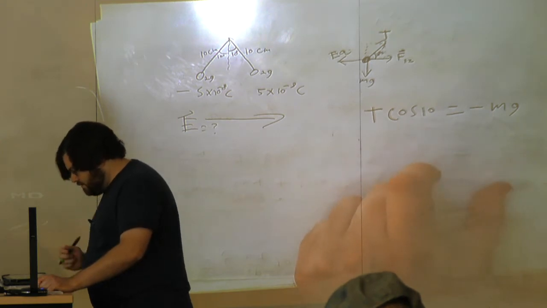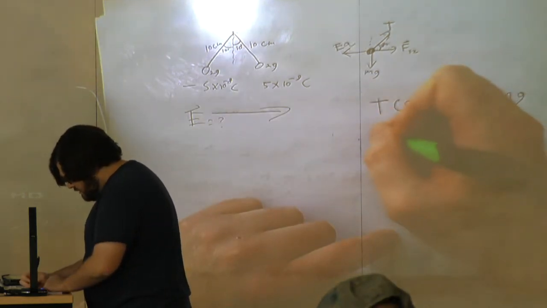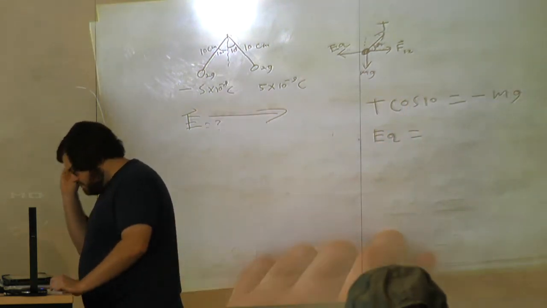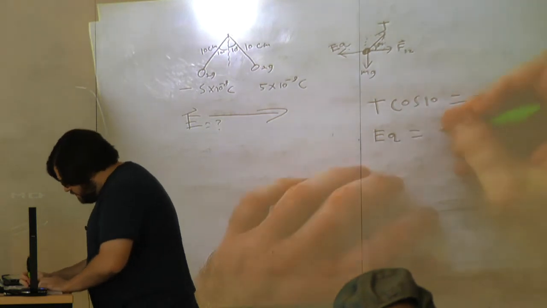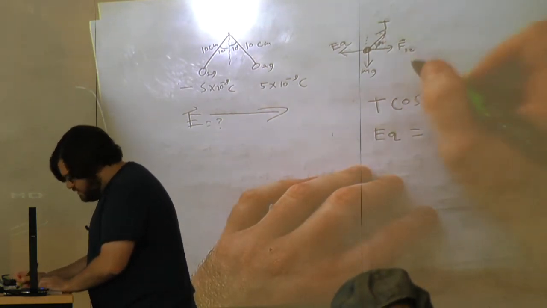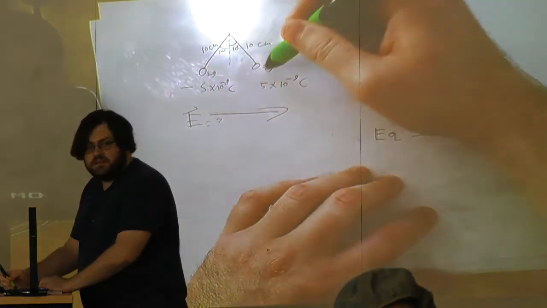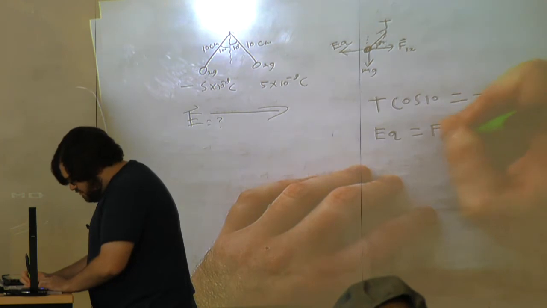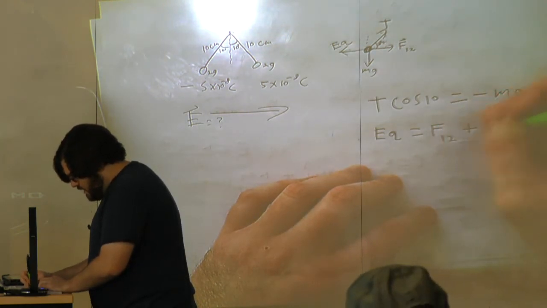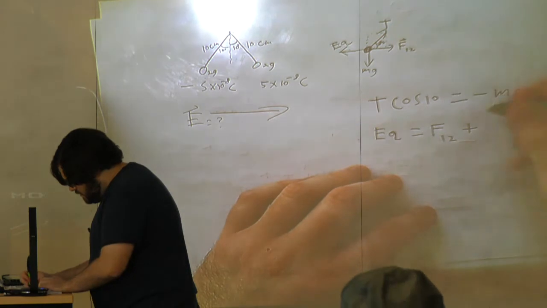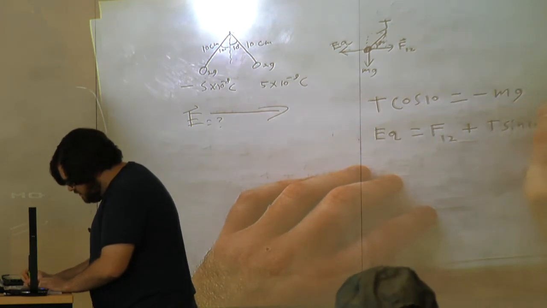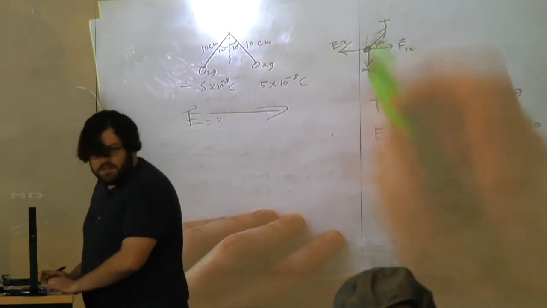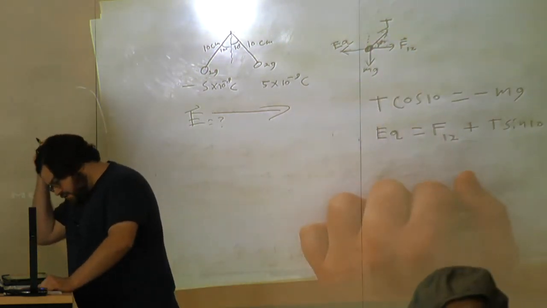I also know that EQ is going to equal the force caused by the other particle, because these are negative and positive, so they're attractive forces, right? So F of 1, 2, and T sine of 10. Okay, that's the horizontal component of my tension. Are there any questions about that?